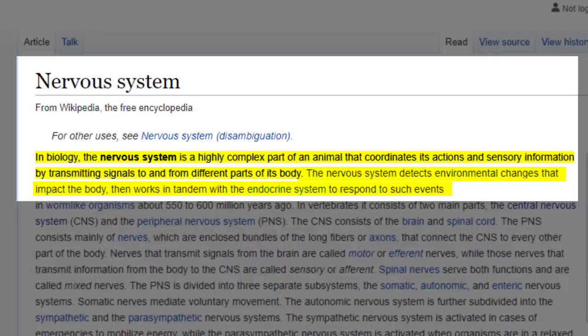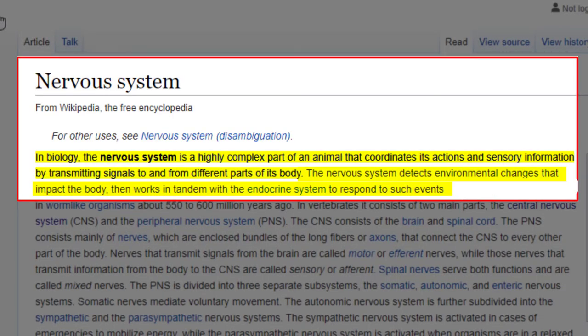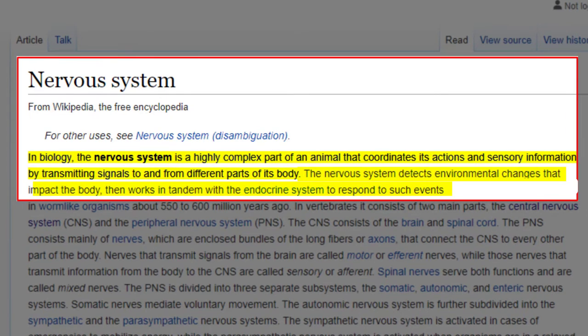Neurological, nervous system. From the en.wikipedia.org website, the nervous system is defined as: in biology, the nervous system is a highly complex part of an animal that coordinates its actions and sensory information by transmitting signals to and from different parts of its body. The nervous system detects environmental changes that impact the body, then works in tandem with the endocrine system to respond to such events.